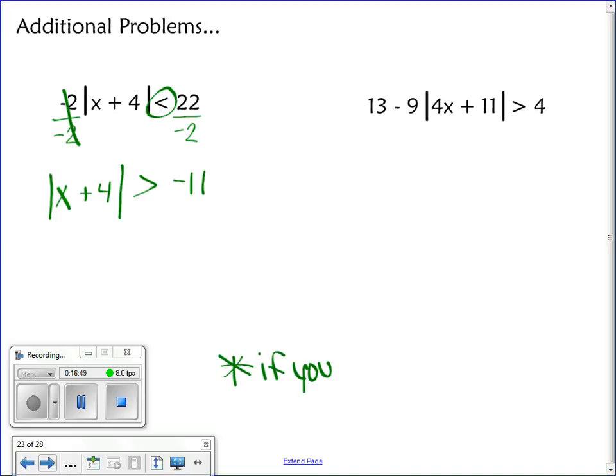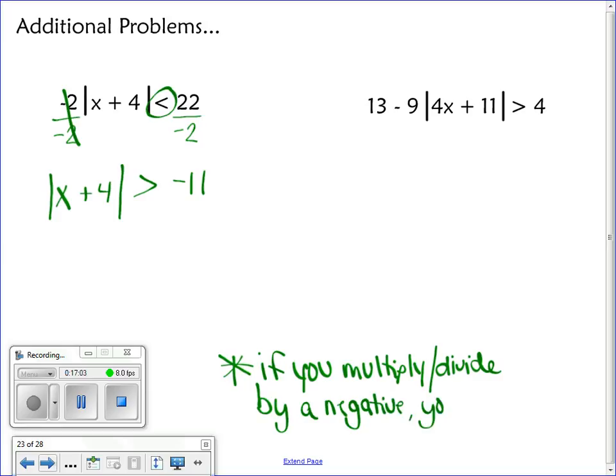If you multiply or divide by a negative, your inequality switches. Okay, so there's a nice example. I divided by a negative, so it switched. It was less than, it flipped to a greater than.